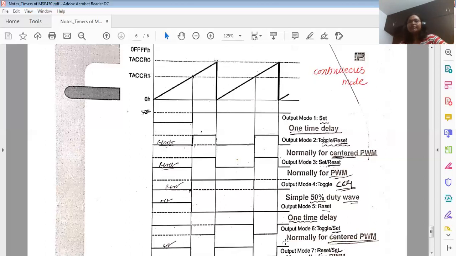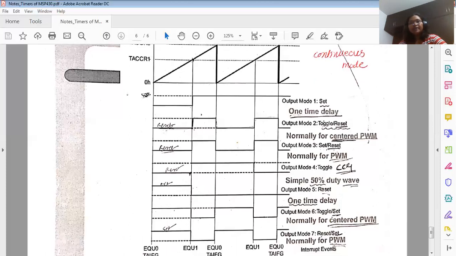Okay, so these things are near about the same. As its name indicates, it will vary a little bit. This is reset mode. Like set, where initially it was reset and after the event it was set, reset is exactly opposite. Initially it will be set, and after the event occurs, means when the TAR value crosses or equals your CCR1 value, it will be reset for the whole time. Toggle set is exactly opposite to toggle reset, and reset set is exactly opposite to set reset.